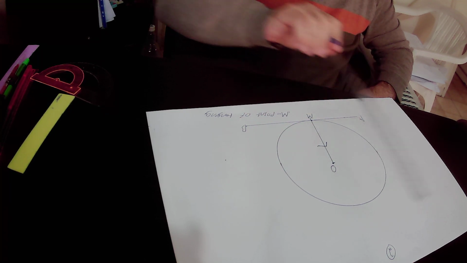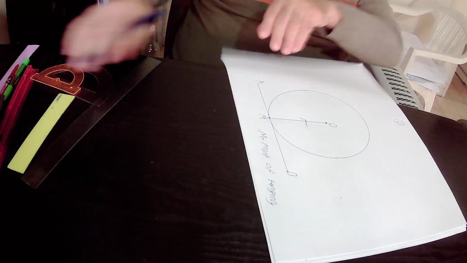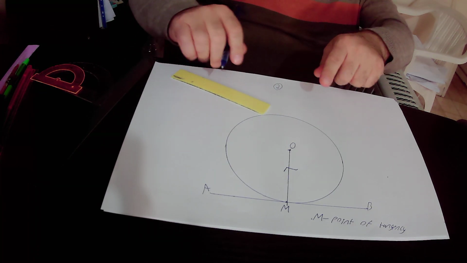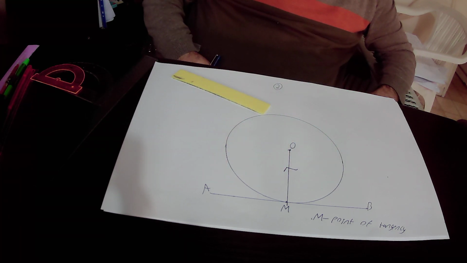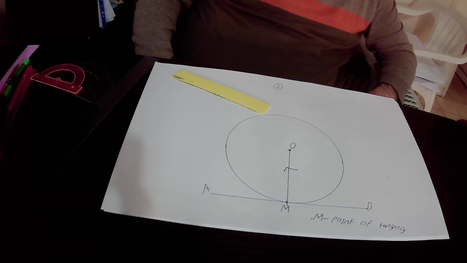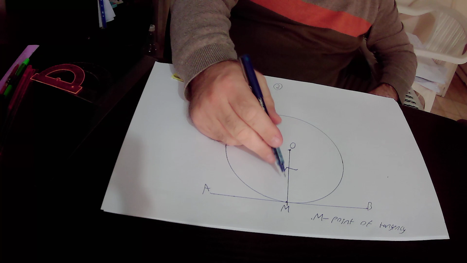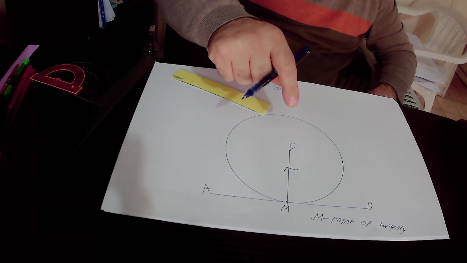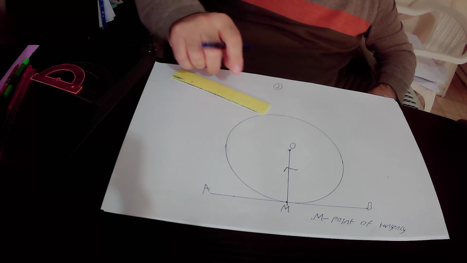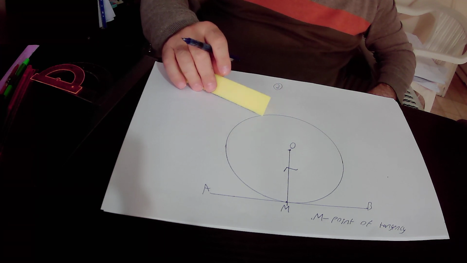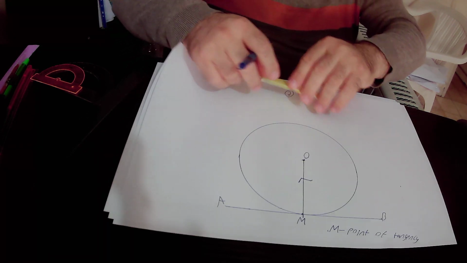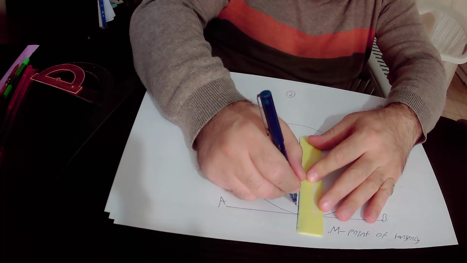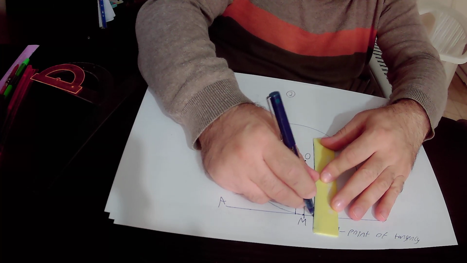So here, according to rule number one, a tangent to a circle, that is to say tangent AB, is perpendicular to the radius drawn to its point of tangency. So radius OM is drawn to point M, the point of tangency of tangent AB with this circle. Therefore, tangent AB will be perpendicular to this radius. That is to say, this angle will be equal to 90 degrees, and this angle will also be equal to 90 degrees.